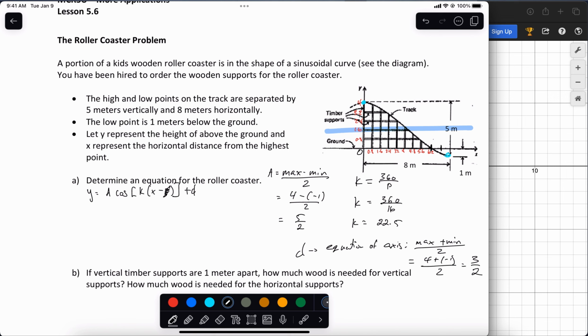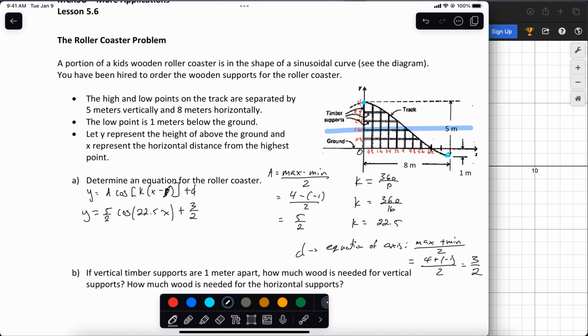And that is actually the three components that make up the equation. Okay, so for the equation that models this particular situation with respect to cosine, we're going to get y equals 5 over 2 cosine, actually I don't even need round brackets because there's not going to be a phase shift, 22.5 x plus 3 over 2.